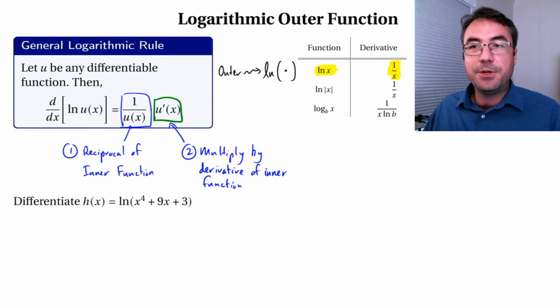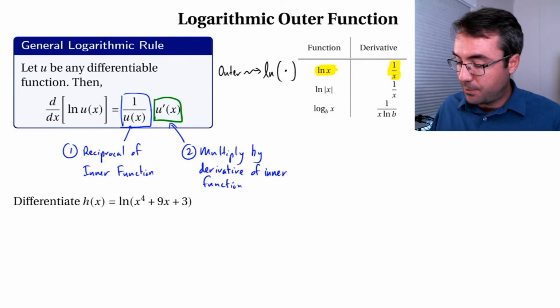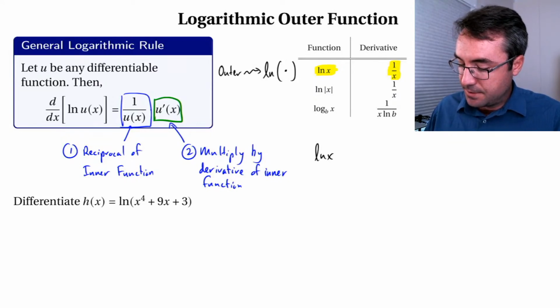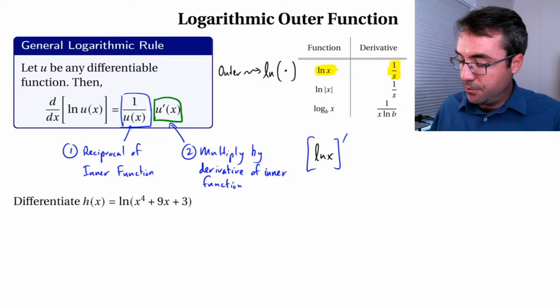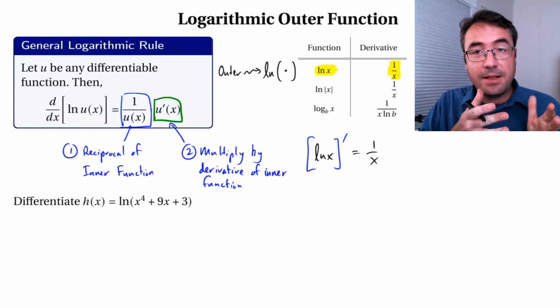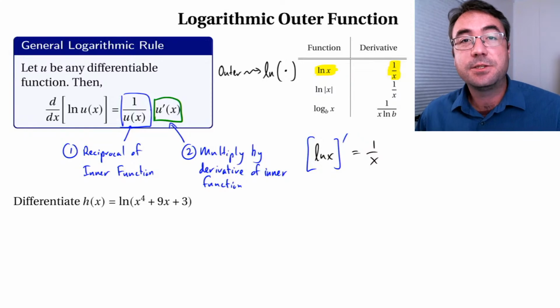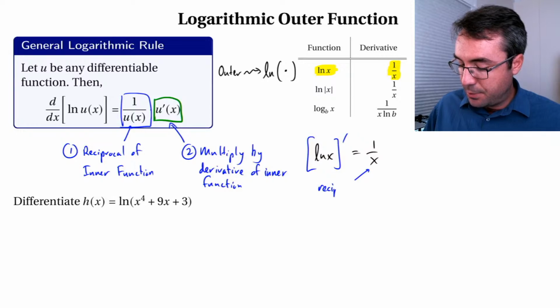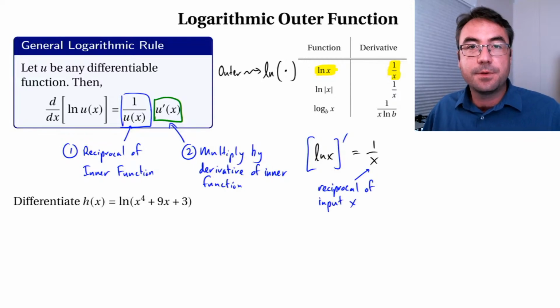So again, why is this kind of involving a reciprocal? Well, when we look at natural log of x, and we do the derivative of that, it's just 1 over x. And so for this particular case of ln x differentiating to 1 over x, it's really the reciprocal of the input. So that's kind of what the derivative process is doing with natural log.